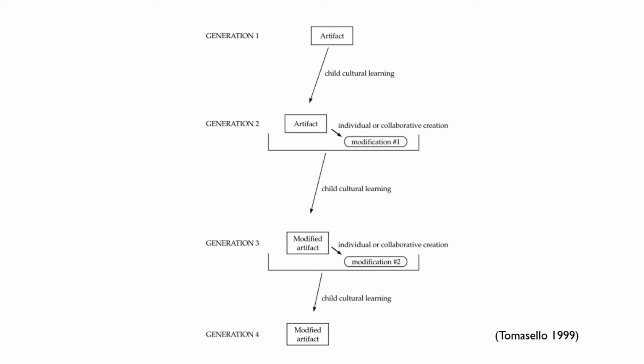And you can see that depicted in this figure. So there's an initial artifact that a child learns through cultural learning, and then an individual or group of people create some kind of modification, and that now modified artifact is what is passed on to the next generation, and so on.